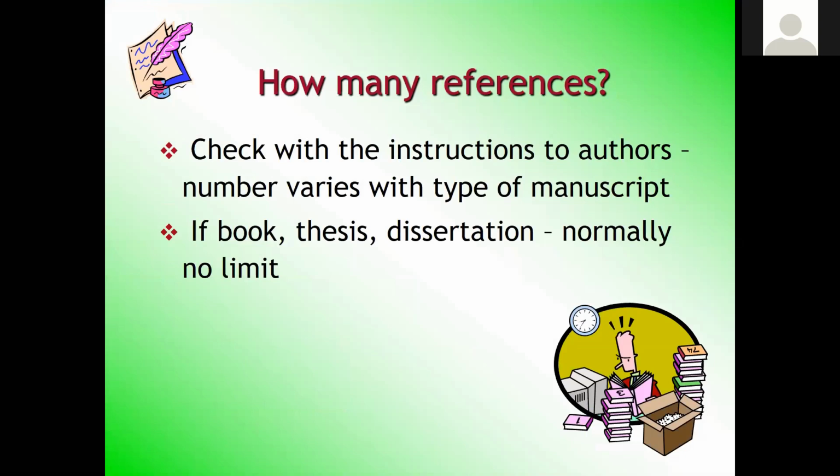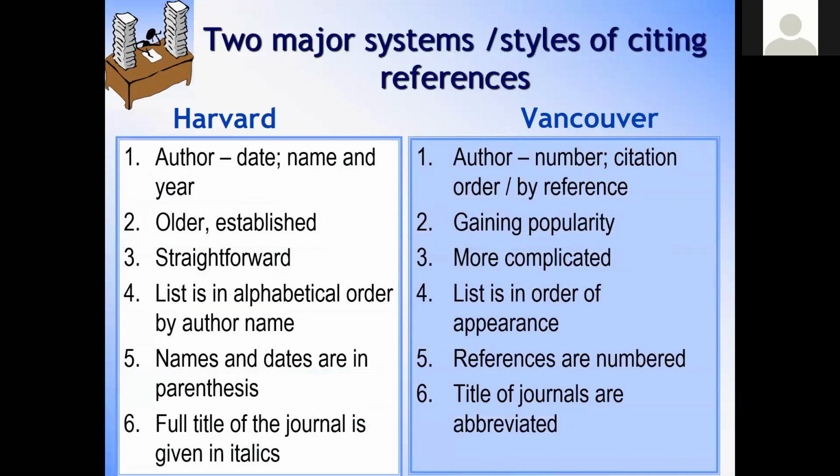If you are writing a manuscript, you need to check the instructions to authors, because the number varies with the type of manuscript. In a review, it might be more. In an original paper, it might be something else. If it is a short paper, it might be less, and so on. But for a book, thesis or dissertation, normally there is no limit. But I won't say please have 100 or something like that. I would say between 50 to 75 references is about fine, because I would expect people to have read that many papers.